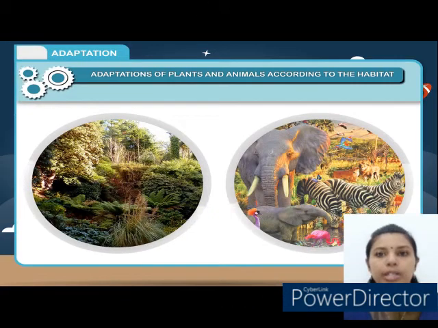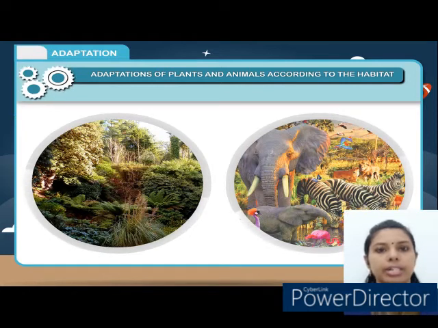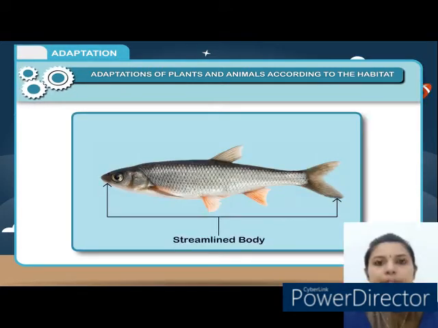The amount of water available is another important factor that determines the kind of organisms found in a habitat. Plants and animals that live in water have special adaptations to cope with their habitat. Fish have a streamlined body which helps in movement. Slippery scales help overcome the resistance of water while swimming. Fins and tails help in swimming and gills help for respiration.